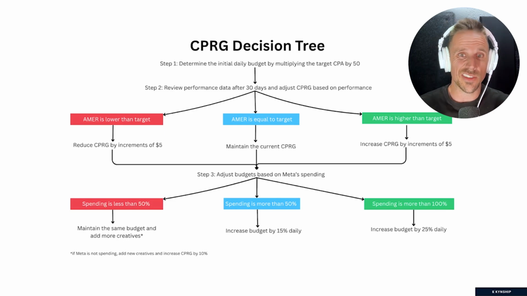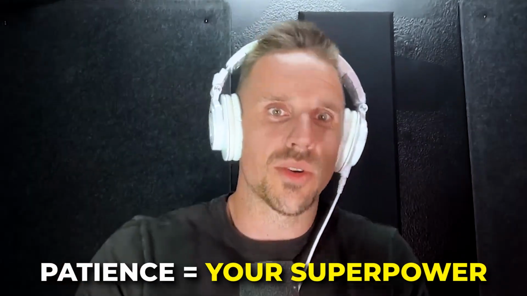So ideally, actually 7 days of data because we're running on 7-day click campaigns. We're monitoring spend rate. We're monitoring CPA performance. We're monitoring how that's translating to AMER. Patience is your superpower here.